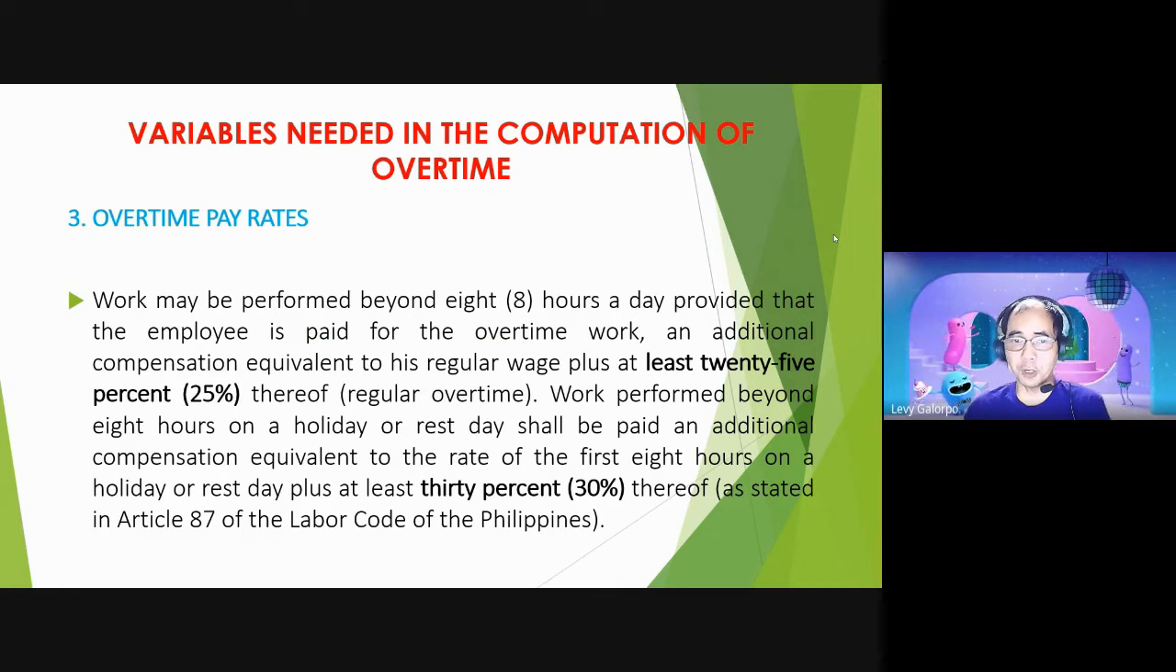So, work performed beyond 8 hours on a holiday or rest day shall be paid an additional compensation equivalent to the rate of the first 8 hours on a holiday or rest day plus 30% thereof as stated in Article 87 of the Labor Code of the Philippines. So, tandaan nyo guys, no? May ibang rate pagdating sa holiday at iba pa rin yung rate pagdating sa overtime.